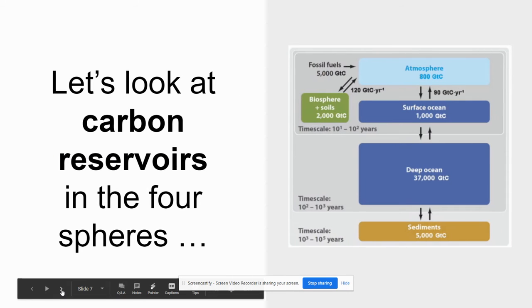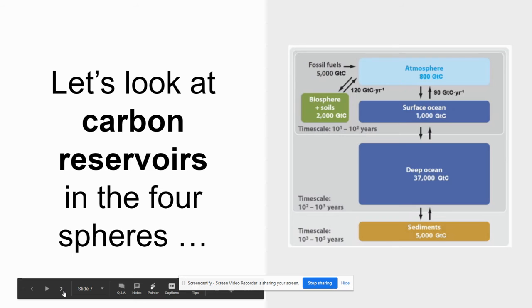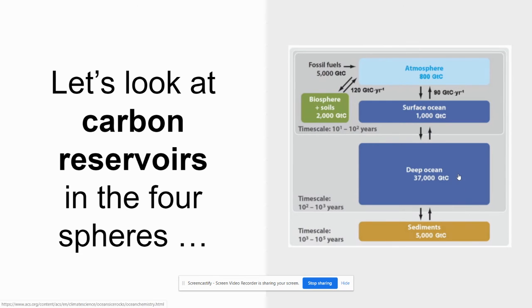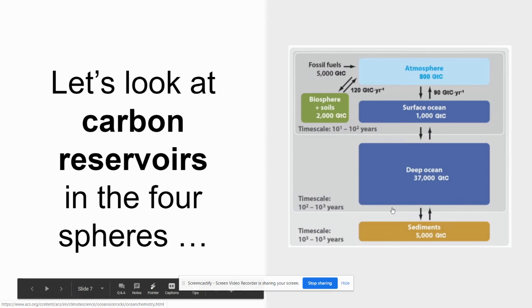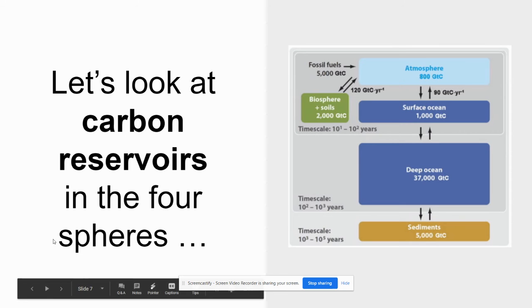So look at the carbon reservoirs in the four spheres. If you really look at that, the deep ocean is the biggest reservoir, followed by the biosphere, then the atmosphere, then the surface ocean, and sediments are almost the same value. Now, I'll be talking about these reservoirs in detail one by one.